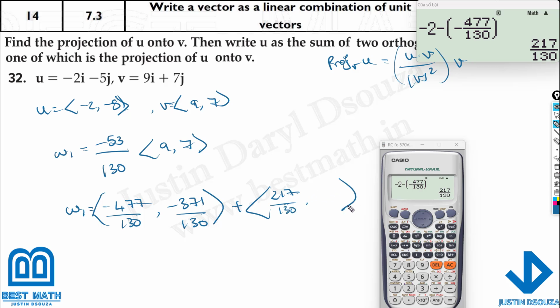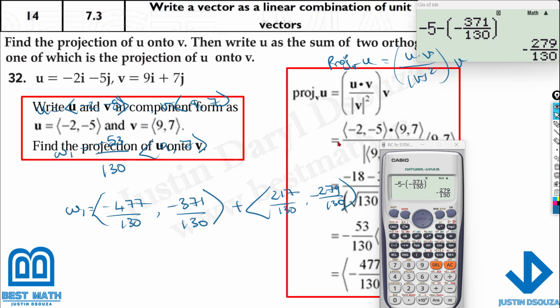And the last answer will be, over here we have -5. So this will be -5 subtracted from -371. So we have to write 371 divided by 130. The answer is 279 by 130. So it's -279 by 130. So that should be the answers.